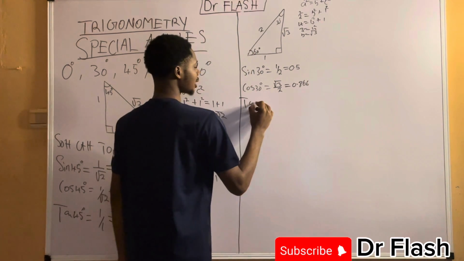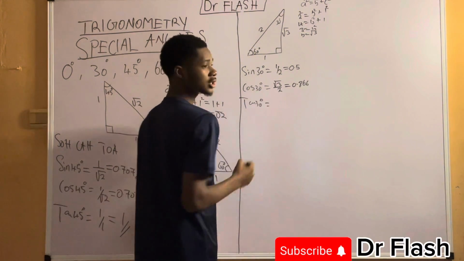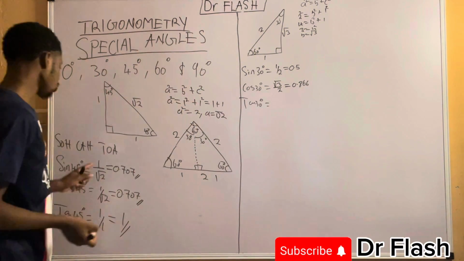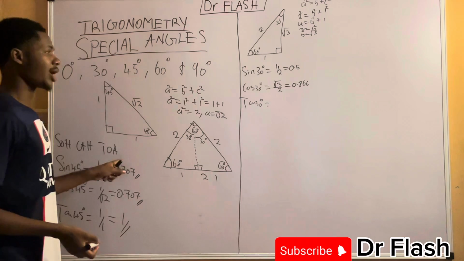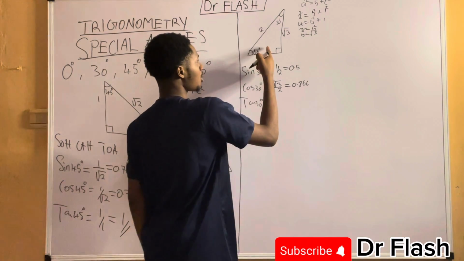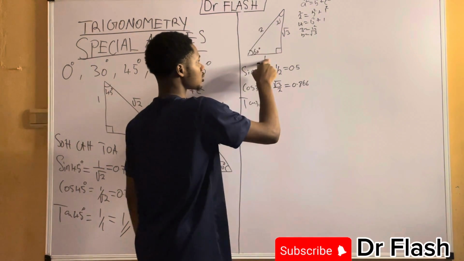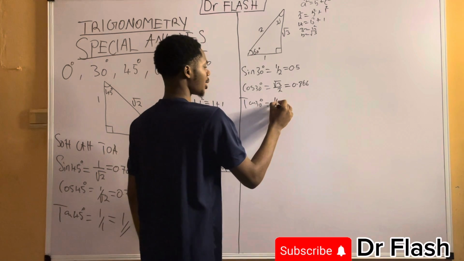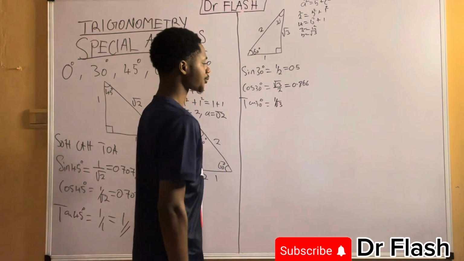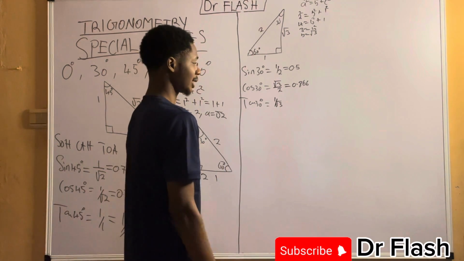Now, how about tan 30 degrees? Tan 30 degrees can be found as well using what now? Opposite over adjacent, okay? So we can come here, tan 30 degrees, here is my opposite, okay? And here is my adjacent. That's 1 over root 3. Okay? That's tan 30 degrees.